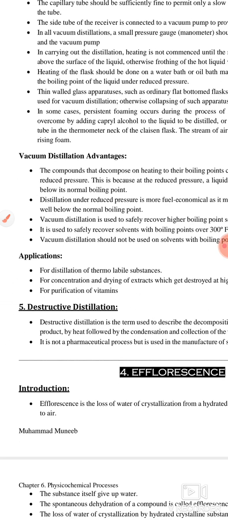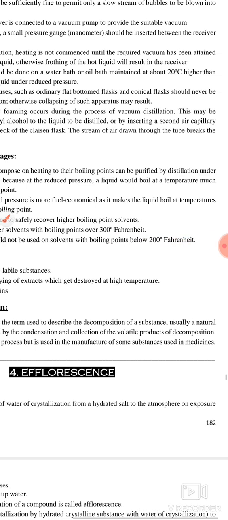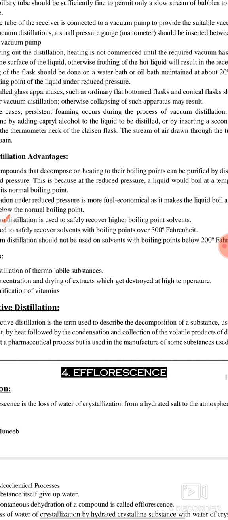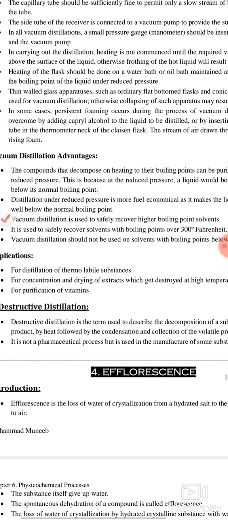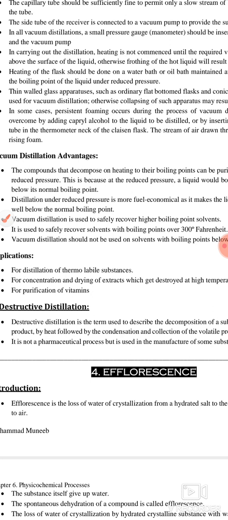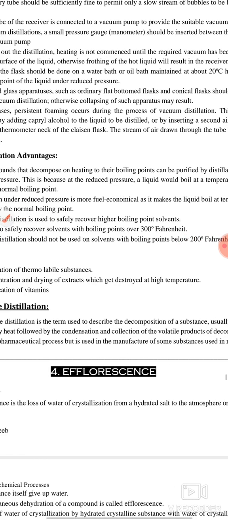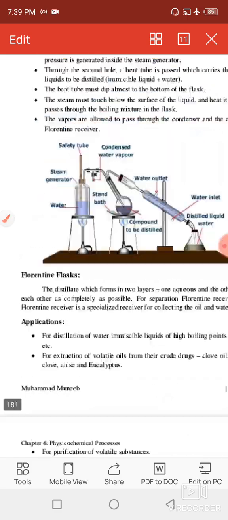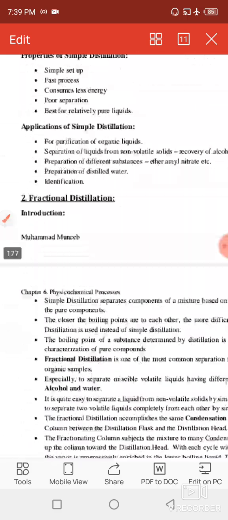The last type is destructive distillation, and it is explained very shortly. The term destructive distillation is used to describe the decomposition of a substance, usually a natural product, by heating, and the condensation and collection of volatile compounds of the decomposition. It is not a pharmaceutical process, but it is used in the pharmaceutical manufacture of some substances and in some medicines. Because it is not used much in pharmacy, we don't discuss it in detail. So now the types of distillation which are widely used in pharmacy have been discussed.